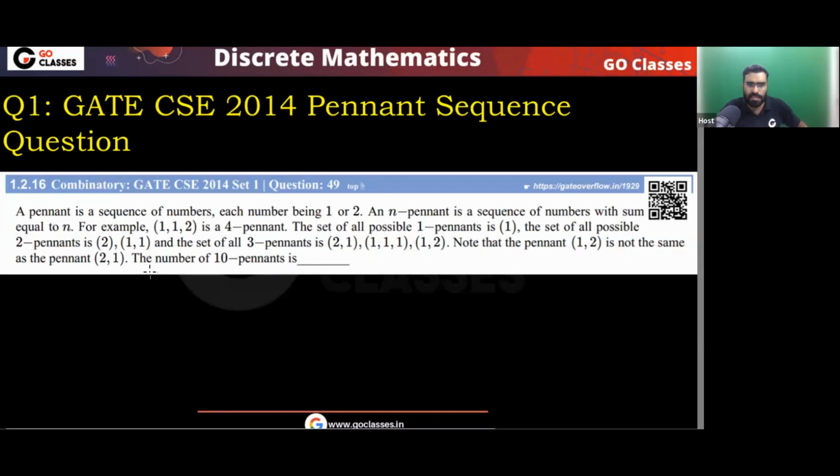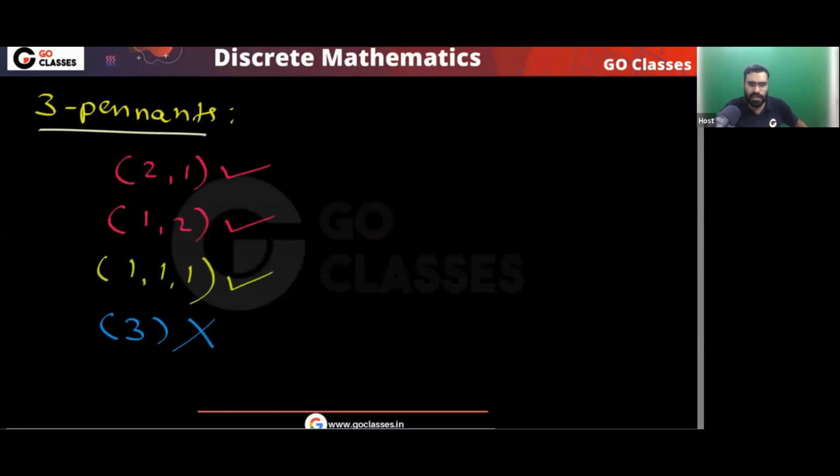Now, the question is asking the number of 10 pennants. So before that, let's find out the number of 5 pennants or maybe 4 pennants. Let's find out the number of 4 pennants. So what is the number of 4 pennants? Let's see method number 1.